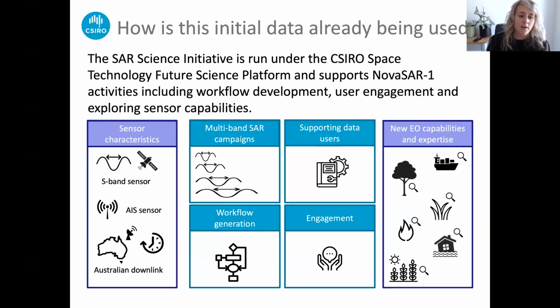So in our development of preliminary workflows, we've been able to use some of this initial data for quality testing and also to begin to look at how we can work with software providers to develop the readers to ingest the data. And this has been undertaken through the SAR Science Initiative, a project that's run under CSIRO's Space Technology Future Science platform. And this project is intended to support Novasar activities, including the development of key workflows, supporting users to work with the data, to develop how-to guides, and also to carry out some activities to explore the sensor's capabilities. And the intention here is to develop new Earth observation capabilities and expertise focused around Novasar and other SAR datasets.